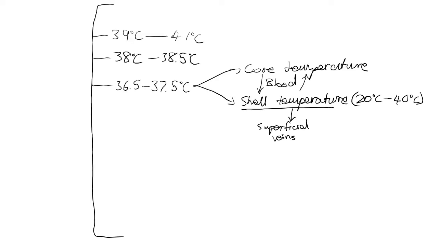And the reason for this is that children and babies don't have the same advanced temperature controlling mechanisms as adults do. It goes back to the core and shell temperature. Babies especially have a very large shell compared to the core, and that essentially means they lose a lot of heat.